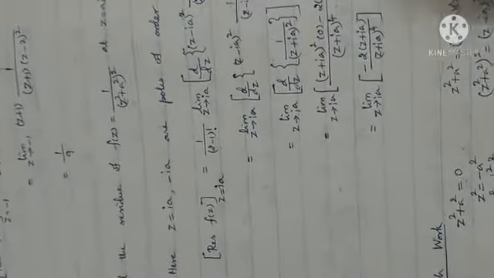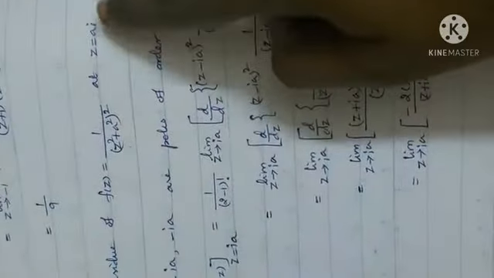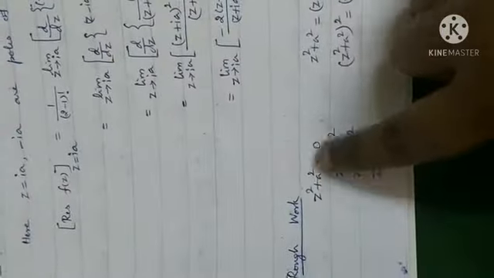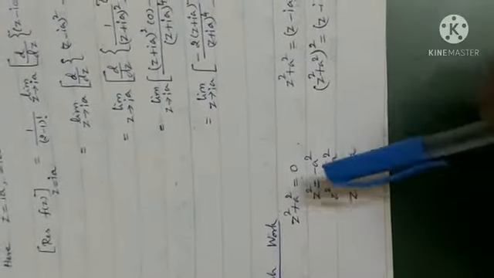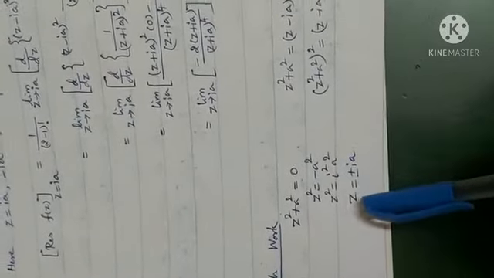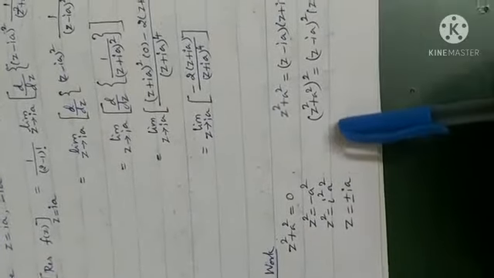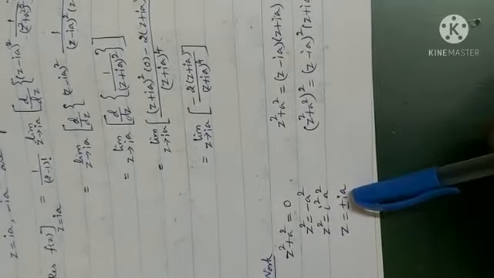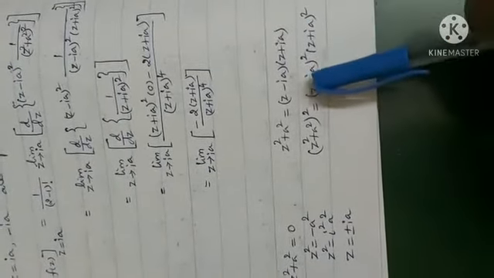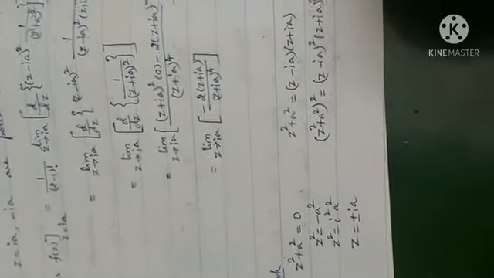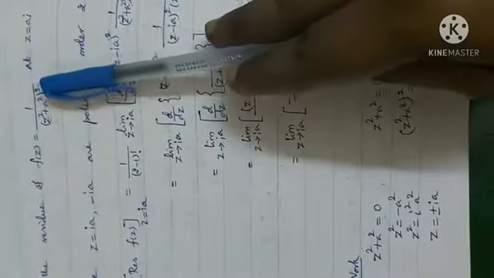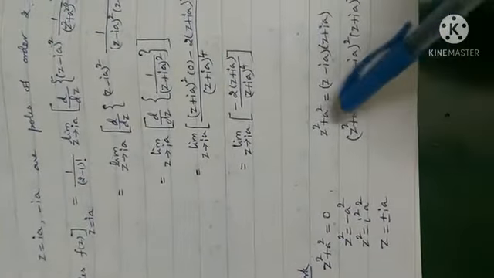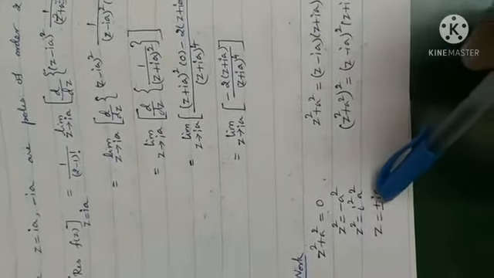Let us see another problem by the formula method. Find the residue of the function at z equal to ai. So first, in rough work, equate the denominator to 0. See, z square equal to minus a square, z equal to plus or minus ia. So z equal to ia is a root, and z equal to minus ia is a root. Both are roots, okay. But we have a whole square in the denominator. See, whole square.